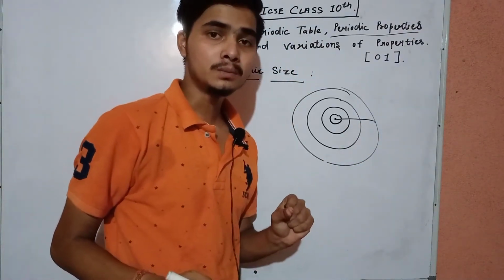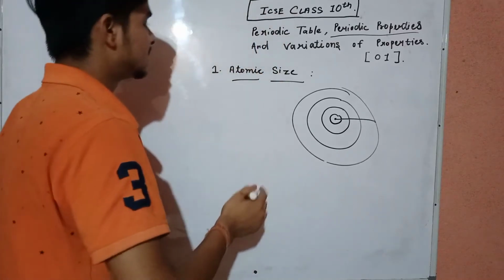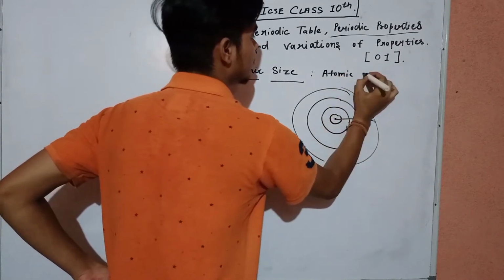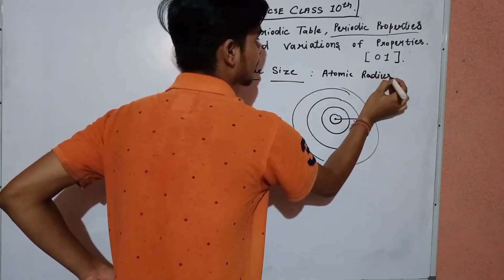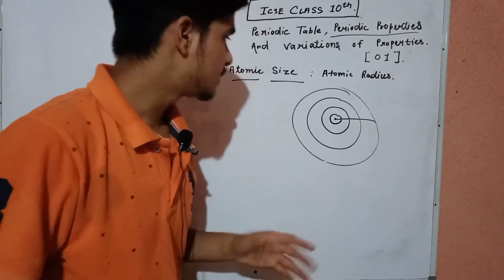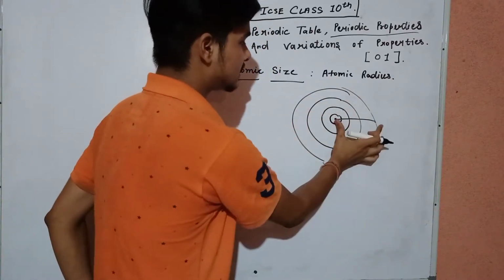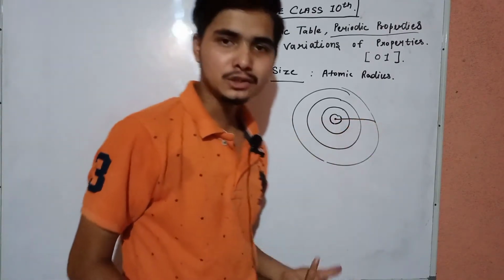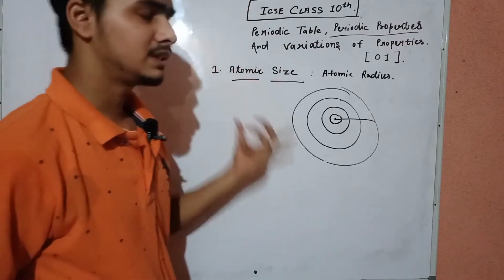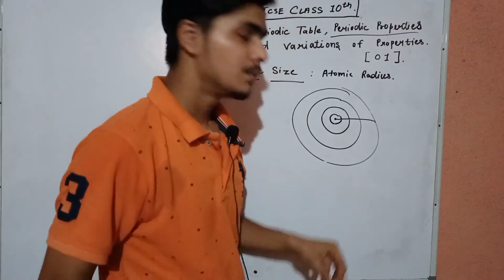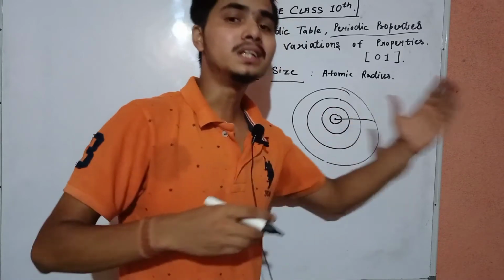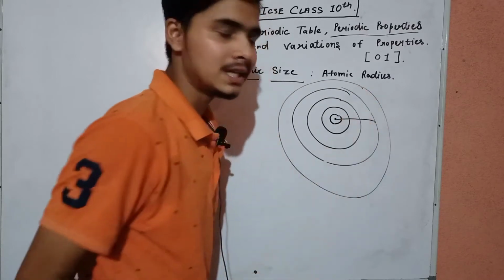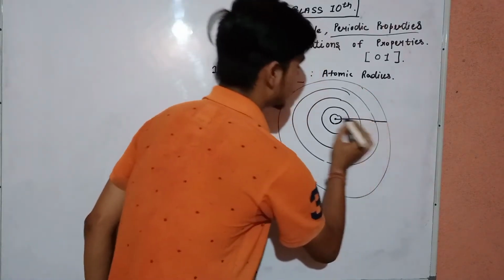And if you have looked into your book carefully, you would have seen that atomic size is also called what? Atomic radius. And it is correct, because if you consider this circle, this is the radius and this is the diameter, so we can call it the atomic radius also. So atomic size is the distance between the center of the nucleus and its outermost shell. Suppose we have one more shell here, so this distance is the atomic size.